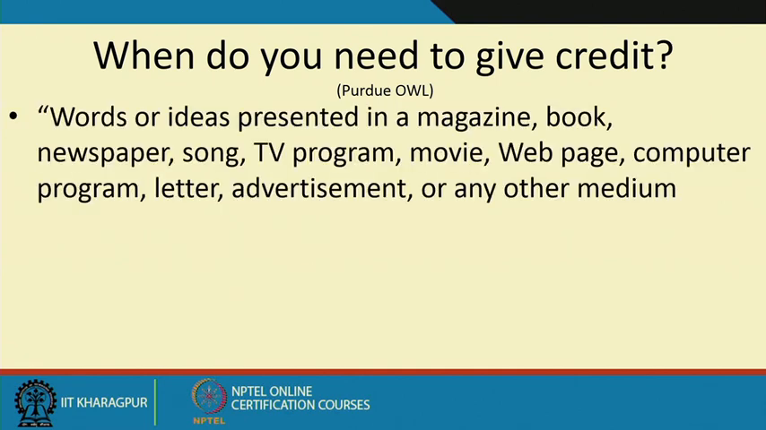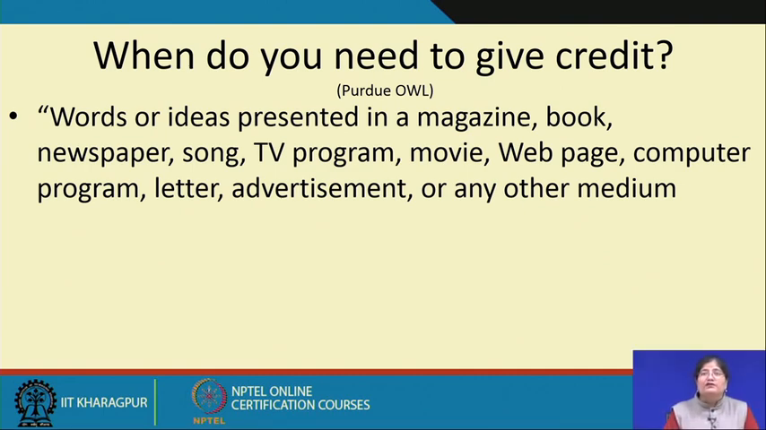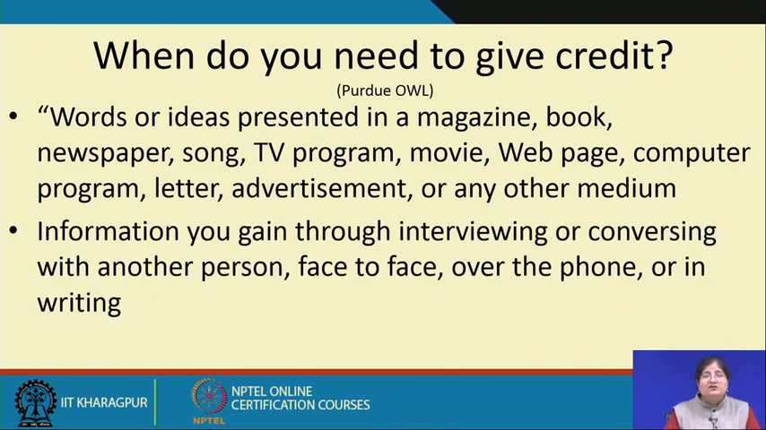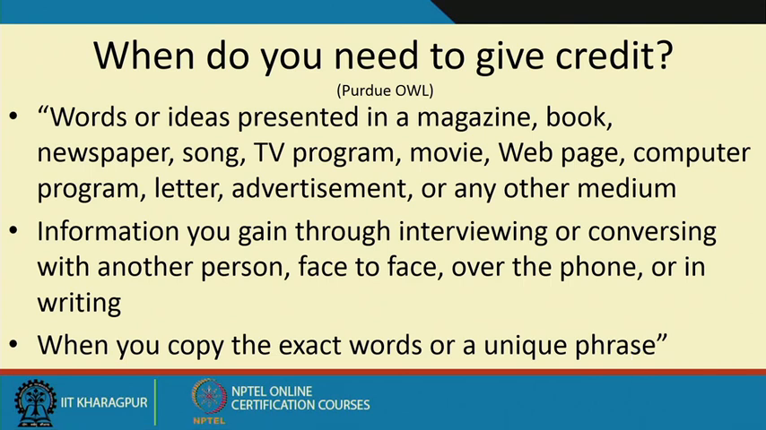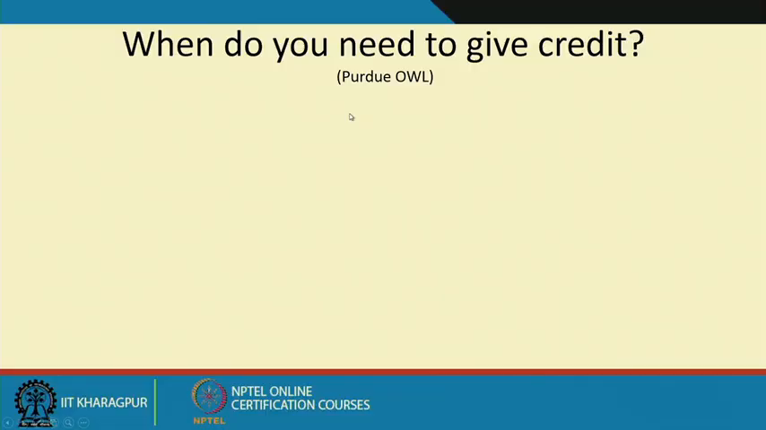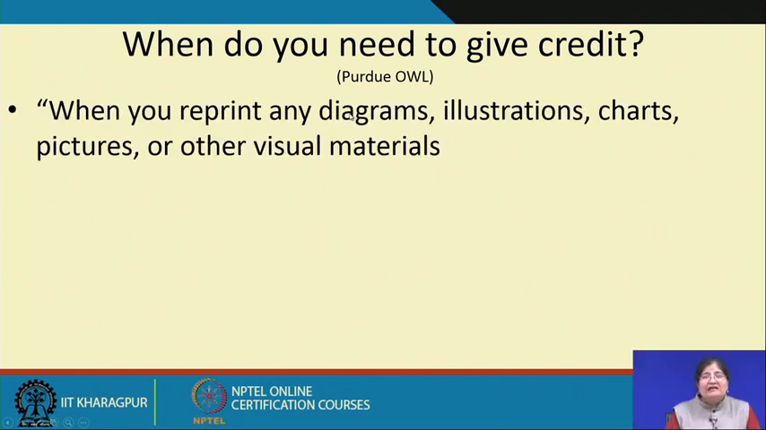When do you need to give credit? Words: when you use words or ideas presented in a magazine, book, newspaper, song, TV program, movie, web page, computer program, etc. Information that you gain through interviewing or conversing with another person, face to face, over the phone, or in writing. When you copy the exact words or a unique phrase, always use quotation marks. So, something that you have been personally involved in, but when it involves another person, then even then you need to give credit to that conversation. Personal correspondence: you must have seen in some slides, I have written personal correspondence with so and so professor. Okay. Also when you reprint any diagrams, illustrations, charts, pictures or other visual materials.